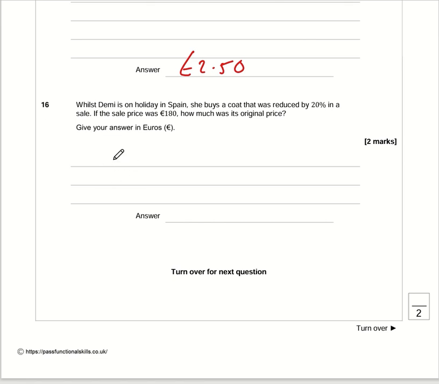So the original price of the coat was reduced by 20%. Now, when something is reduced by 20%, the multiplier is 0.8. So the original price multiplied by 0.8 gives us this new price of 180 euros. Now, where on earth is this number coming from, I hear you ask? If the price of something is 20% off, that means you pay 80%. So all we need to do is work out 80% of the original price.